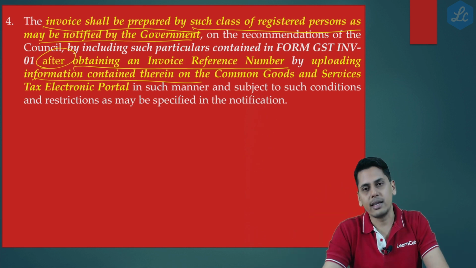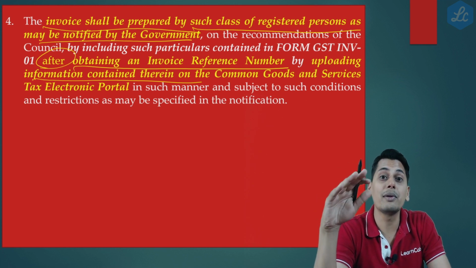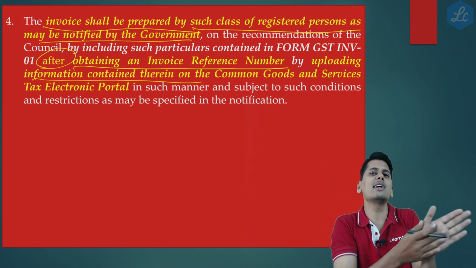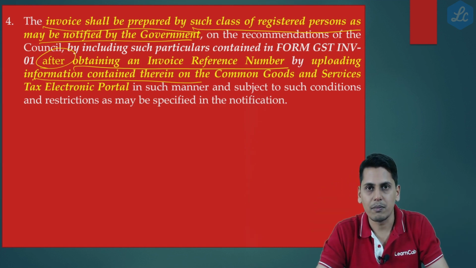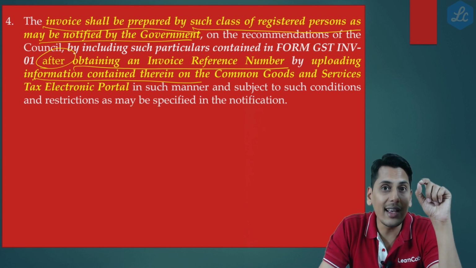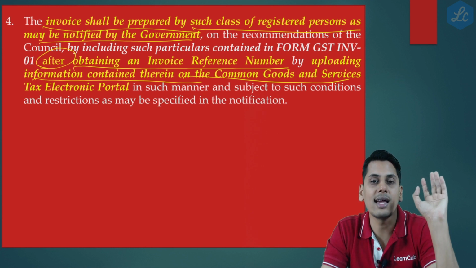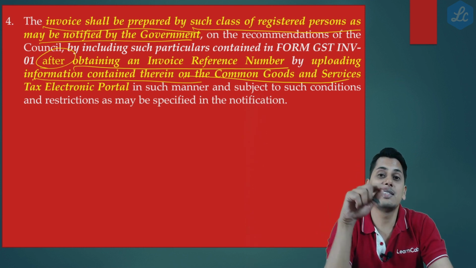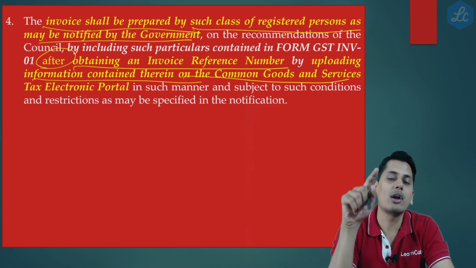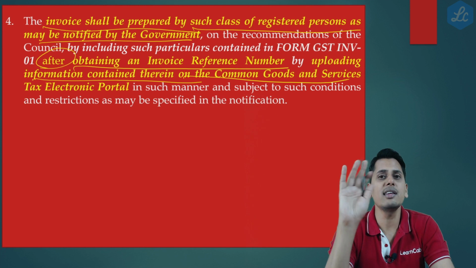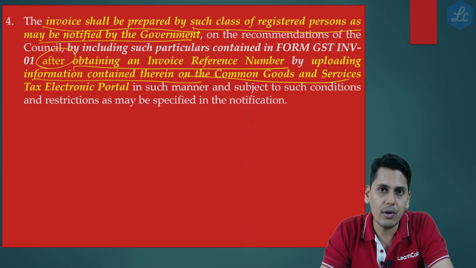So friends, one thing is clear, an invoice reference number is not prepared by the taxpayer himself. It is not the serial number of invoice which the taxpayer or the registered person himself prepares. This particular invoice reference number needs to be obtained from the Common Goods and Services Tax electronic portal. So friends, it is a serial number which is given to you by the common portal. You yourself cannot create this. So this thing we are pretty clear. But how we obtain that? How do we obtain this invoice reference number from the common portal?